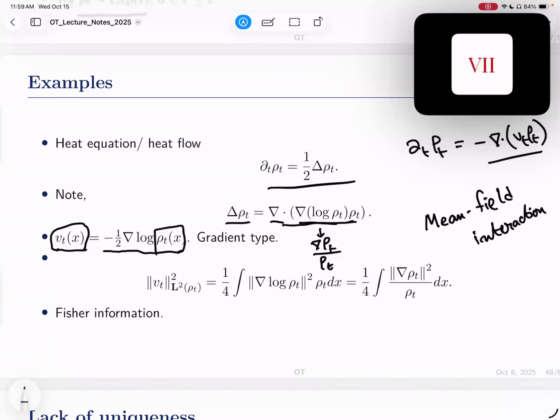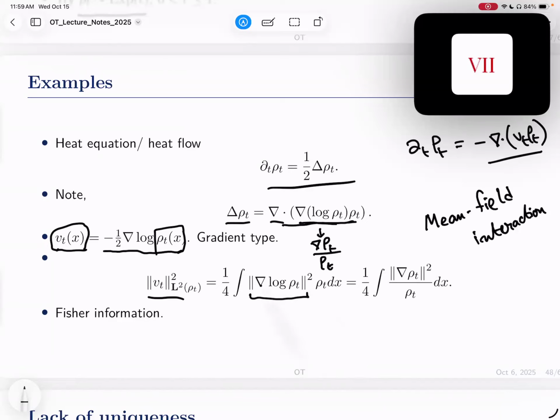So the particles are interacting with each other. To know where a single particle moves into the future, you must know the position of all the other particles. What is the L2 norm of this velocity? This is also a very important object. If I calculate the L2 norm of this velocity, I get 1/4 the integral of the norm squared of the gradient of log rho t, times rho t dx. This is the L2 norm squared of the gradient of log rho t.